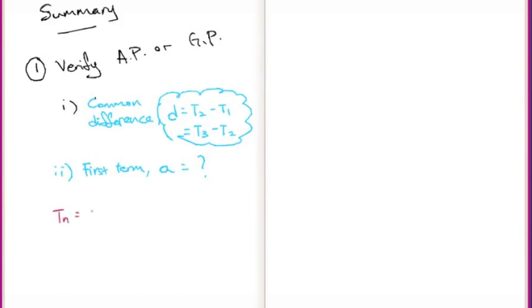You have Tn equals a plus (n minus 1) times d. You have your sum equals n over 2 times (first term plus last term). You must know the last term. If you don't know the last term, substitute Tn into here, because n is the nth term. Two equations, first part. I will summarize this as my first part of my video.